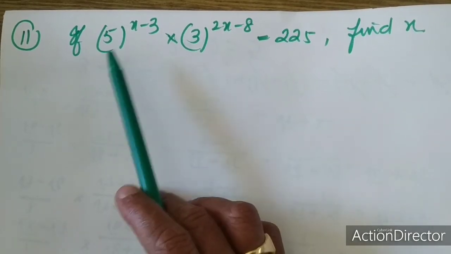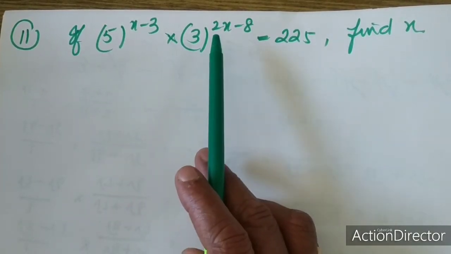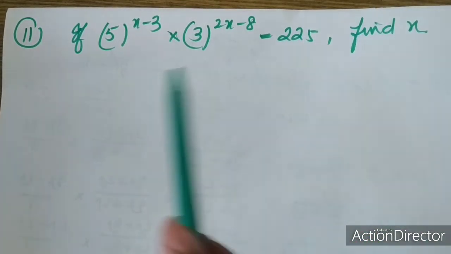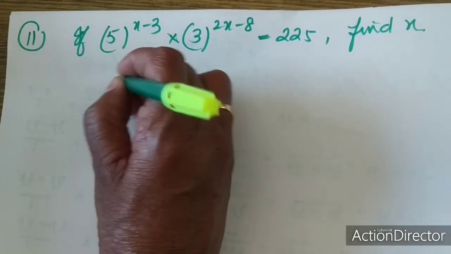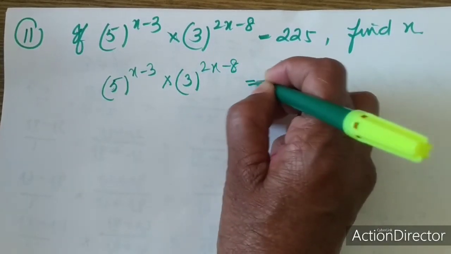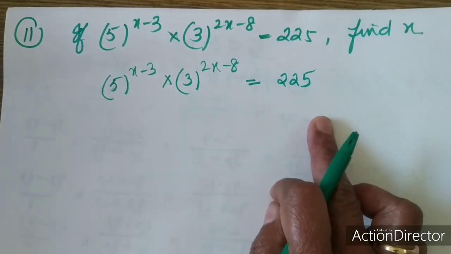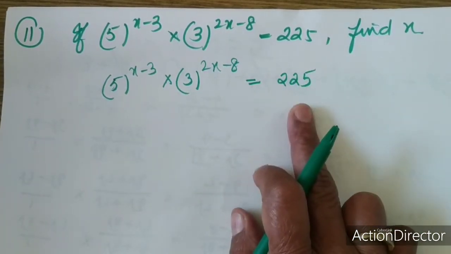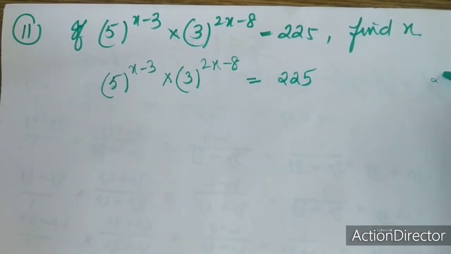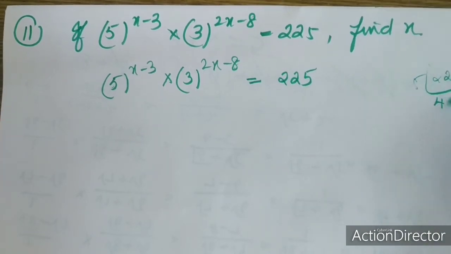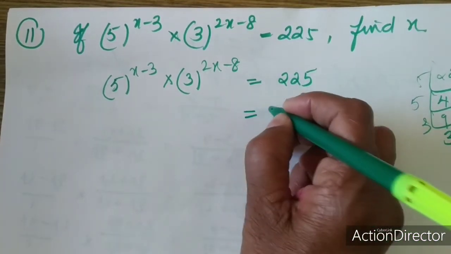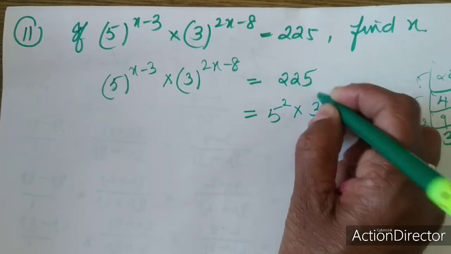Last question. If 5 raised to the power of x minus 3 into 3 raised to the power of 2x minus 8 is equal to 225, you have to find the value of x. So now it is given 5 raised to the power of x minus 3 into 3 raised to the power of 2x minus 8 is equal to 225, it is given in the question. So now I am going to express this 225 in the powers of 5 and 3. So you do the prime factorization. 5 fives are 25, 5 nines are 45, 3 threes are 9. So this 225 can be written as 5 power 2 into 3 power 2.